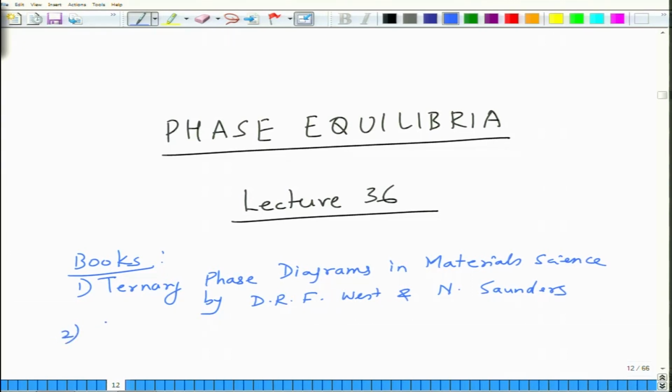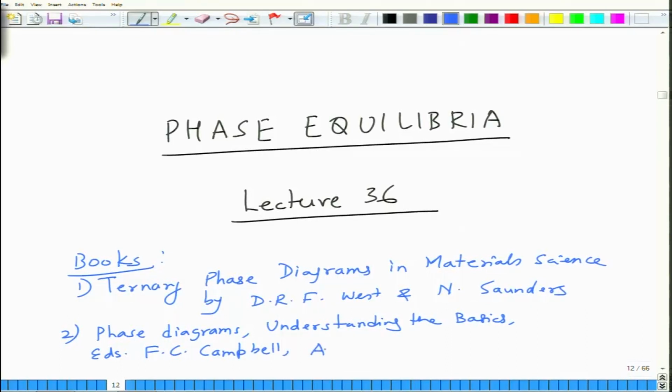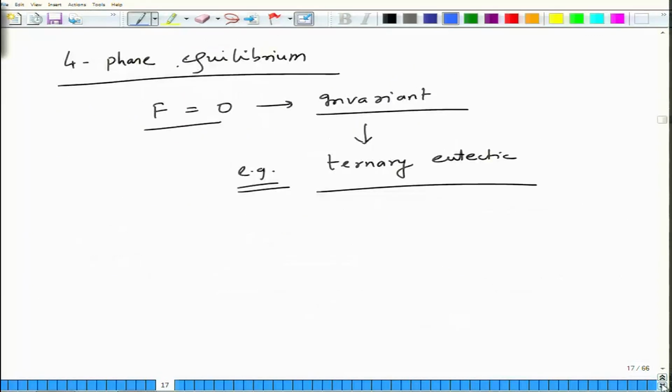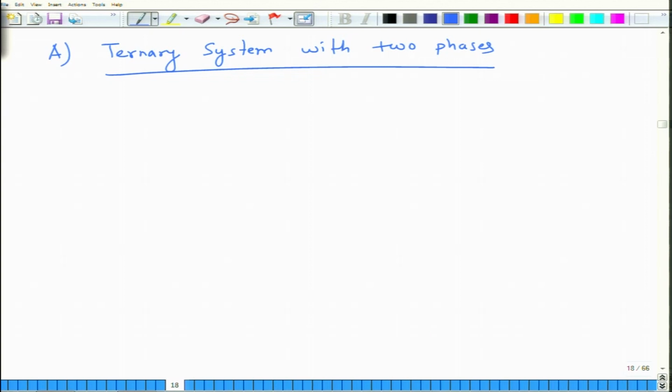And the second book that you may consider, which has only a chapter on ternary phase diagram, is Phase Diagrams: Understanding the Basics, edited by F.C. Campbell, and this is from ASM International, and this is from Institute of Metals, UK, basically Maney Publications. So, these are the 2 books that you can refer to while reading about ternary phase diagrams. What I am teaching in these lectures is mainly adapted from those 2 books.